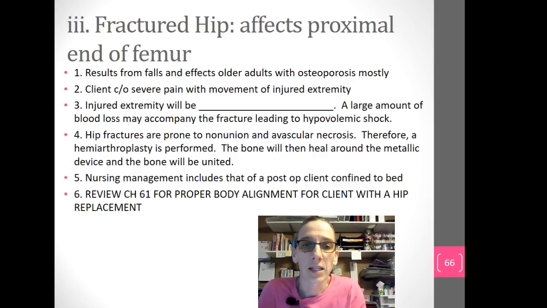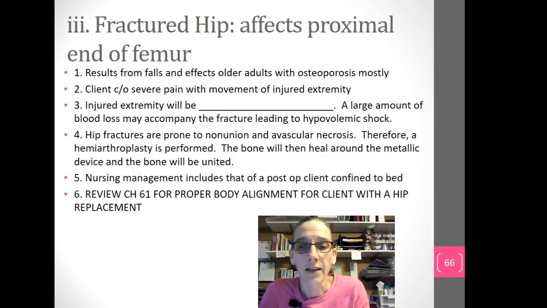A large amount of blood loss may accompany the fracture, leading to hypovolemic shock. Hip fractures are prone to non-union and avascular necrosis. If you don't remember those, we've already discussed them. Be sure you look them up and understand them. Therefore, a hemiarthroplasty is often performed. The bone will then heal around the metallic device, and the bone will be united.